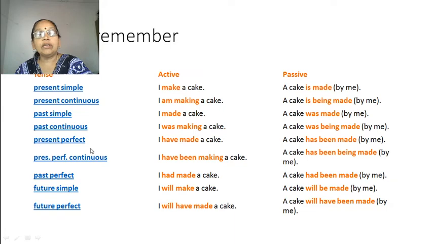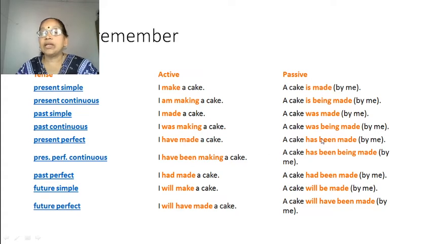Let us go for present perfect. I have made a cake. A cake has been made by me. Why, you can ask me, here the word have is there, how have you written has? In front of I, we, you and they, have comes, and in front of he, she and it, the word has comes. Okay. So that is the rule of present perfect tense.